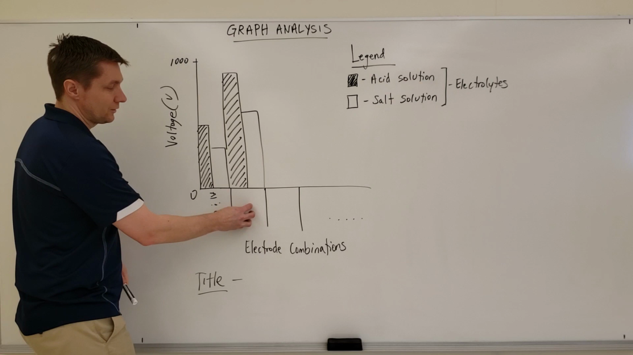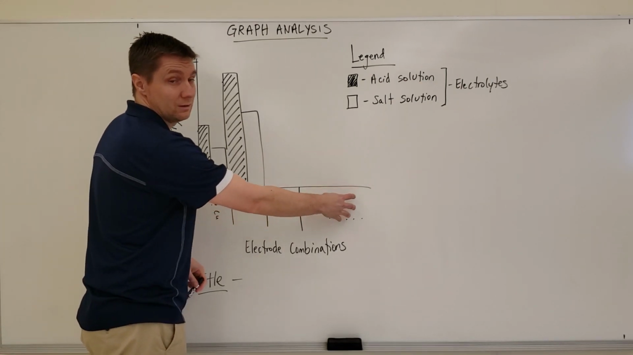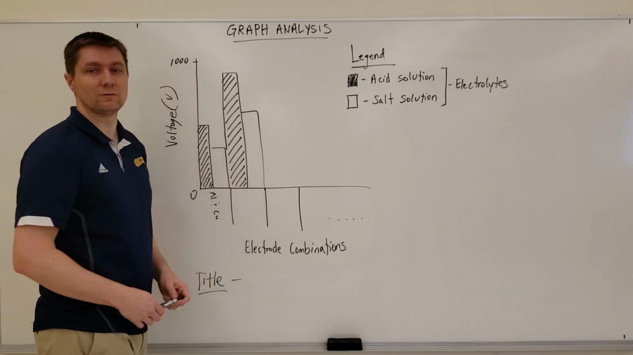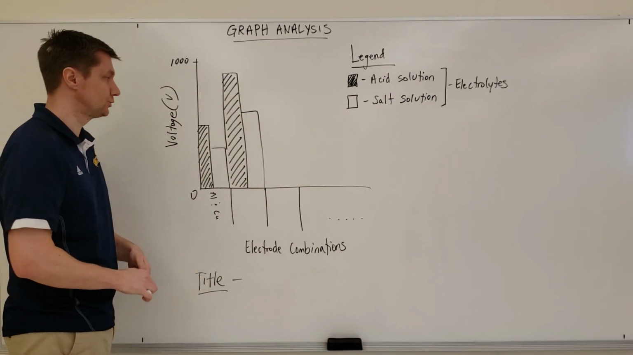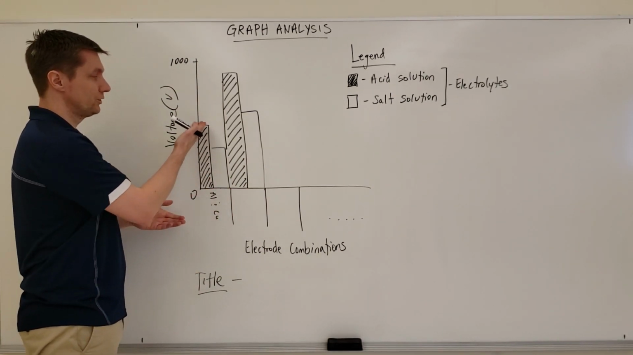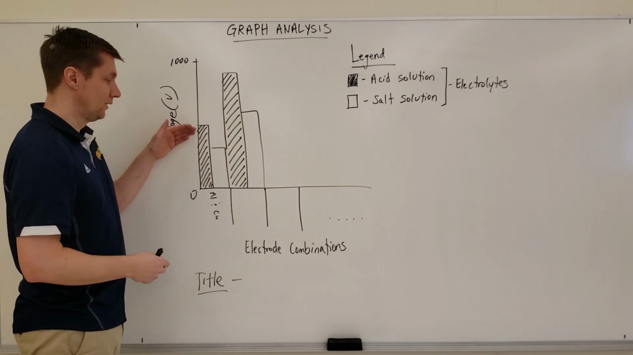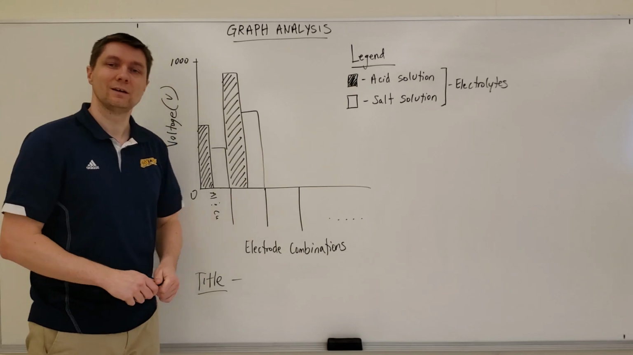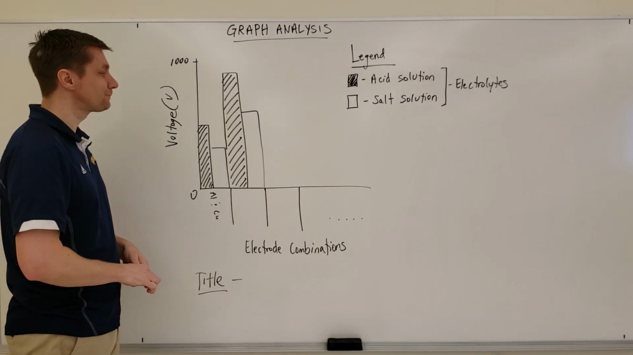And so for each electrode combination that we tested, I'm going to have that along the x-axis. And then I'm going to have 2 bars for each of those electrode combinations, showing their voltage reading on the graph for each of those electrode combinations as it corresponds to what solution they were tested in.